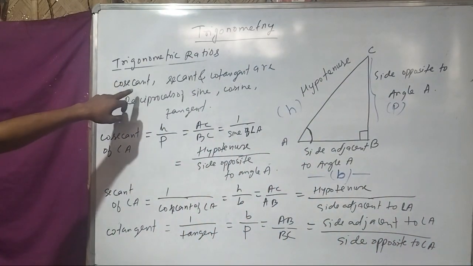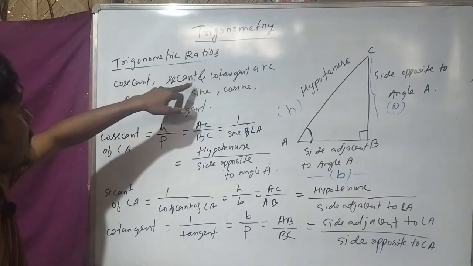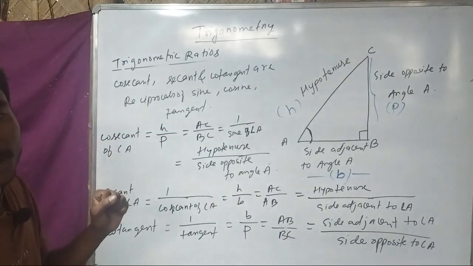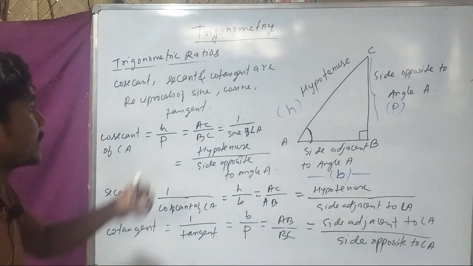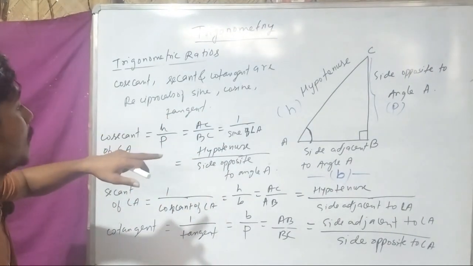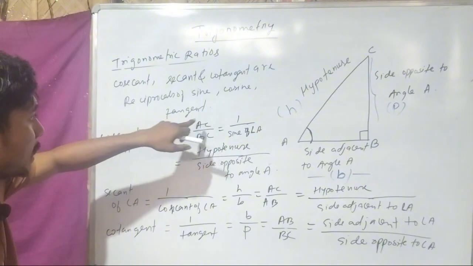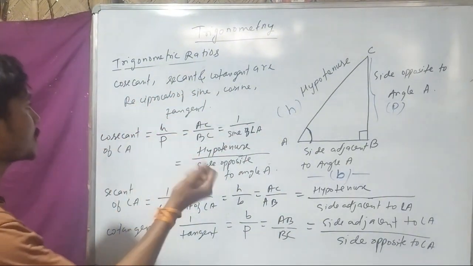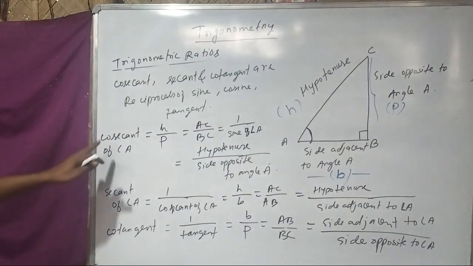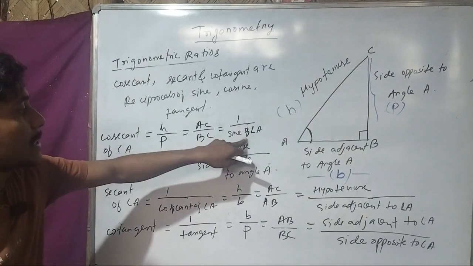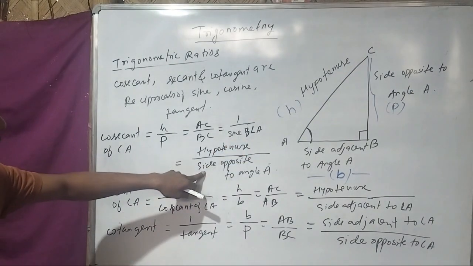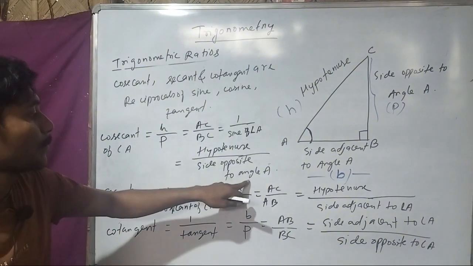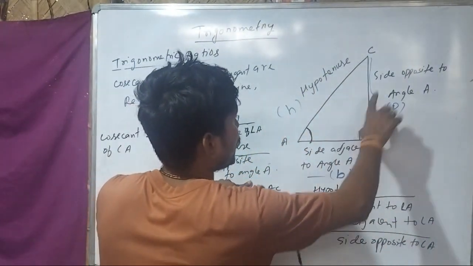Now see what I wrote. Cosecant, secant, and cotangent are actually the reciprocals of sine, cosine, and tangent. Okay. What we got is the formula for the sine, cosine, and tangent. So see, cosecant of angle means 1 by sine of angle. That is h by p. Hypotenuse by side opposite to angle.